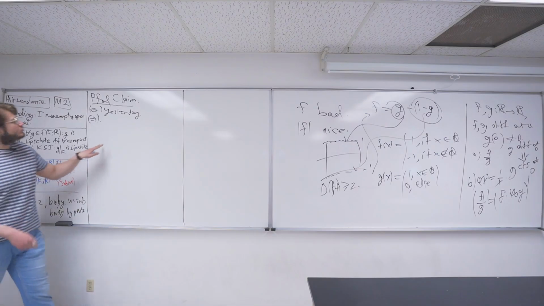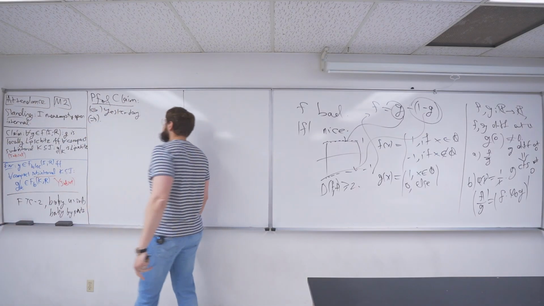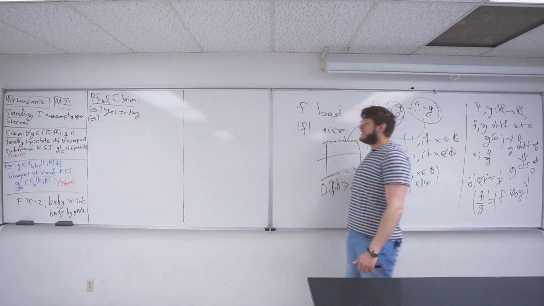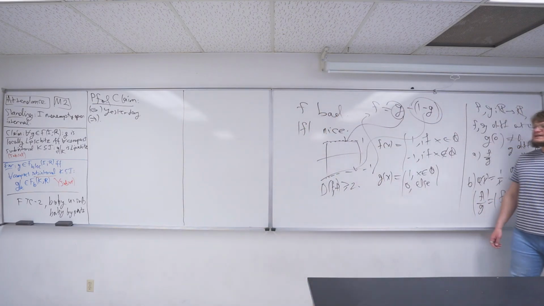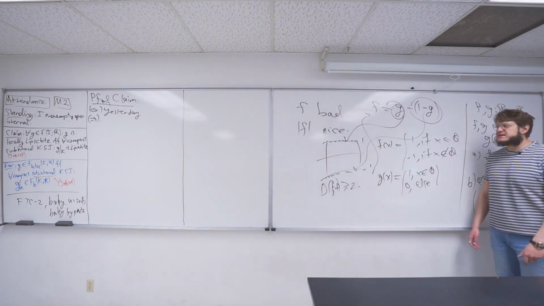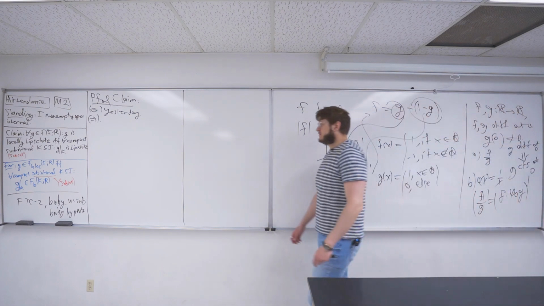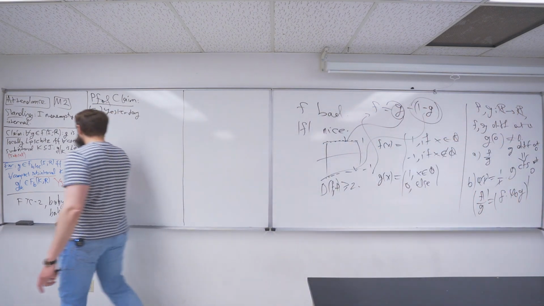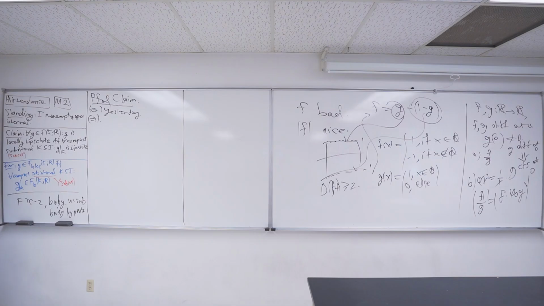Okay. So, proof of claim. Yesterday we had successfully proved that if I have a function g such that the restriction of it is Lipschitz on each closed and bounded subinterval, then the function is locally Lipschitz. So that was this side. For the other side, I'm going to go ahead and write everything again.